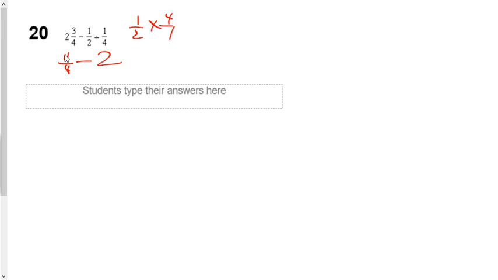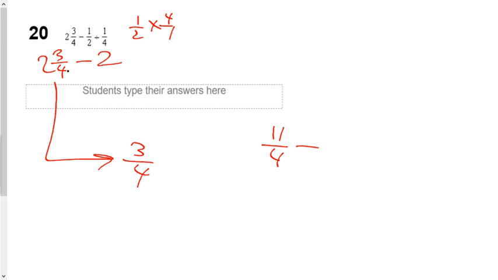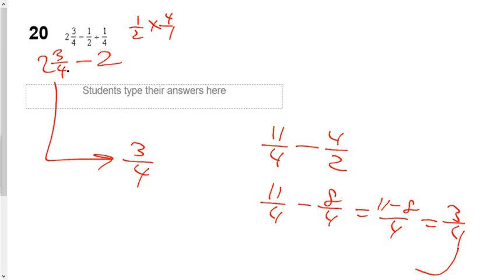I wish I didn't change 2 3/4 to improper, because if I kept it as 2 3/4 instead of 11/4, taking away 2 is very easy. 2 3/4 take away 2 is simply the final answer, which is 3/4, right? Now, if you didn't get that and you're all about process, 11/4 take away 4/2 is 11/4 take away 8/4, which is 11 take away 8 over 4, which is still equal to 3/4. But it's much easier to think of as 2 3/4 take away 2. Anyway.